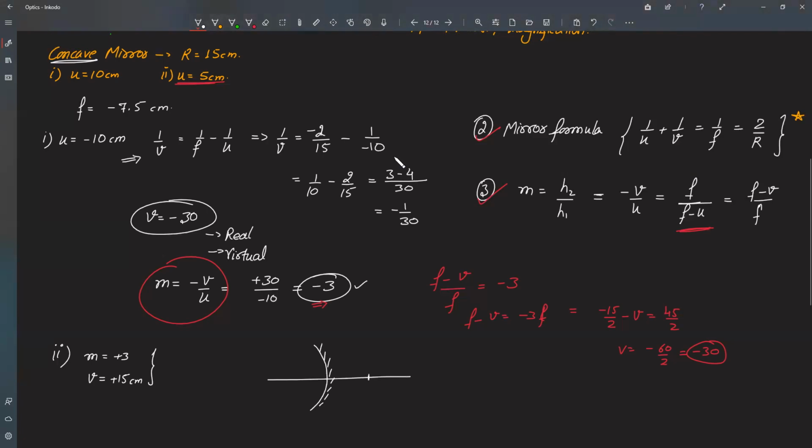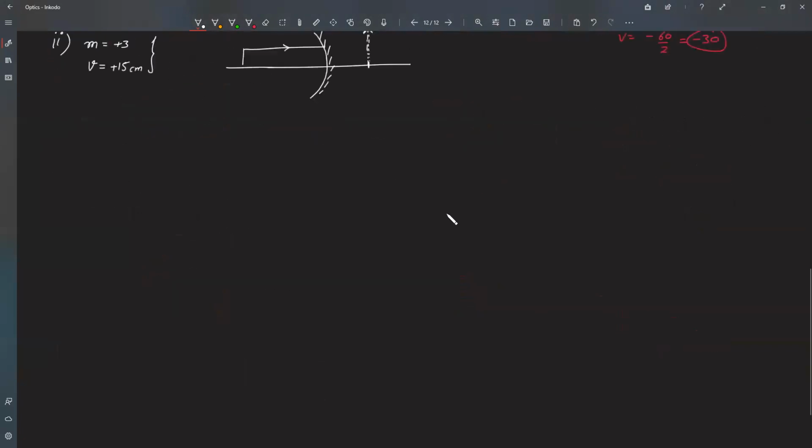And obviously, if the object is here and its image is formed on the other side, this simply means that it is a virtual and erect image. So this is virtual, erect, and located on the other side of the mirror. And magnification is plus 3. That means it is 3 times longer than the original object.